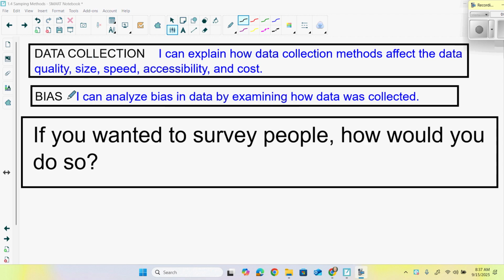We're going to move over to understanding what bias is and how to work with that, but that's not in this lesson. So we're talking about how data collection methods can affect the data, and there are attributes that we want to look at and manage. We don't want to spend too much time and money on a survey, but we also want to make sure it's got good quality. So anyway, we're going to talk about methods.